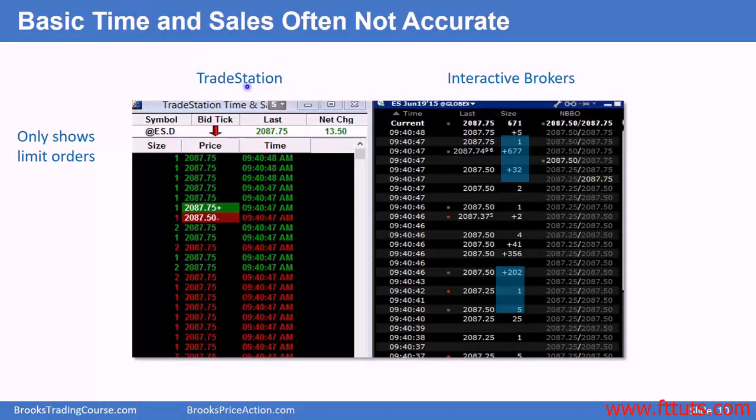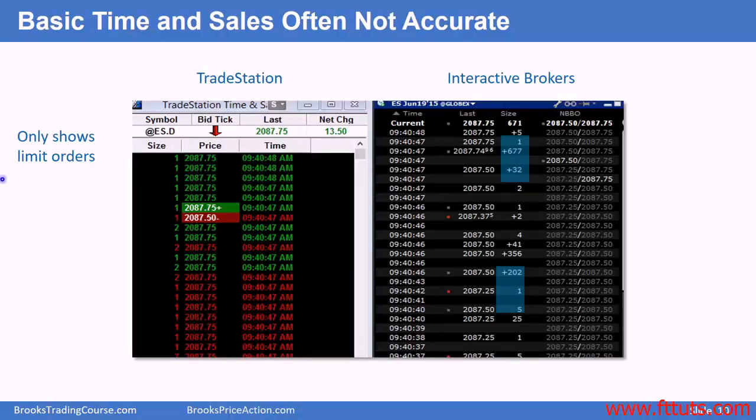Here's TradeStation, here's Interactive Brokers, and this is time and sales. And I'm showing this slide to make the point that time and sales, especially for a lot of brokers, certainly for TradeStation, it's useless. So look at the size of these orders, 1 lot, 2 lot, 3 lot, 4 lot, and here are the times to the second, and you can see corresponding times over here. And look at the size of the orders here, 600 contracts, 32 contracts, 200 contracts.